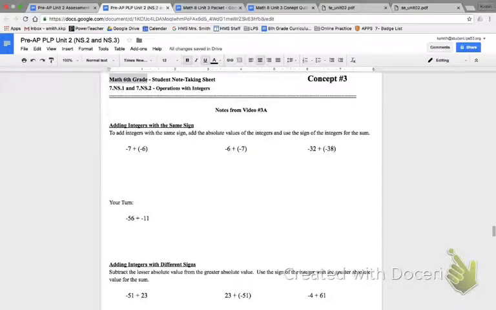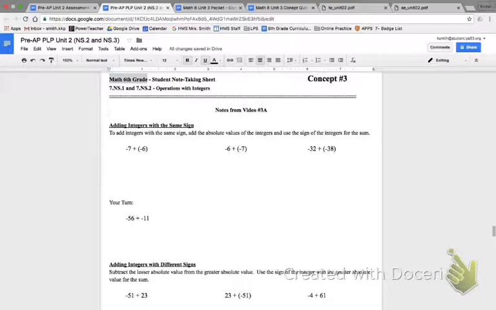Alright guys, so here's the video for concept 3A. If you notice up at the top, it says 7 in S1 and 7 in S2. So this is where we're going to start taking a look at those 7th grade standards, operations with integers. So now we're going to add, subtract, multiply, and divide negative numbers as well as positive numbers.